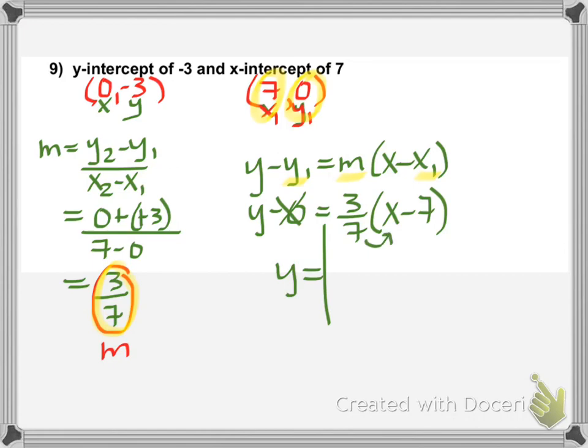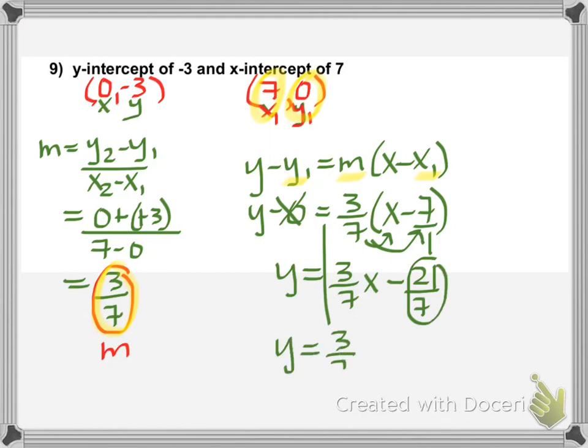On the right, we need to distribute that 3/7. 3/7 times x is 3/7 x. 3/7 times -7, put that -7 over 1. Positive times negative is negative. Let's multiply our numerators. 3 times 7 is 21. Our denominator, 7 times 1 is 7. And 21 over 7 reduces to 3, so I'll just rewrite it. y equals 3/7 x minus 3. So there's my slope-intercept form.